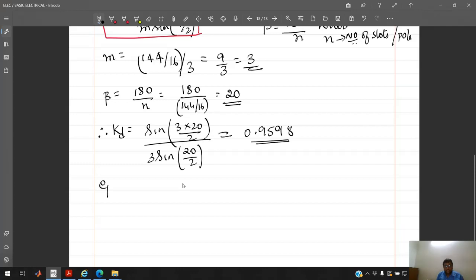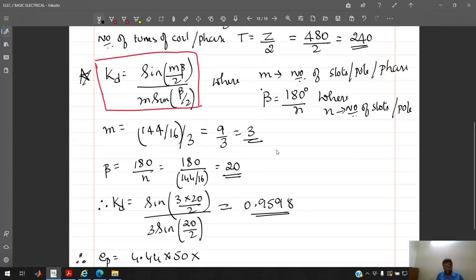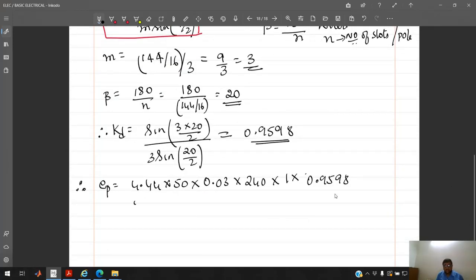So with this you can calculate the phase EMF as 4.44, F is nothing but 50. Phi is already given in the question, that is 0.03. 0.03, F of phi T, T is 240, Kc is 1 and Kd is 0.9598 or 0.96 also. So if you do that, you are going to get EP as equal to 1534.1364 volts. So this is the value of phase voltage.